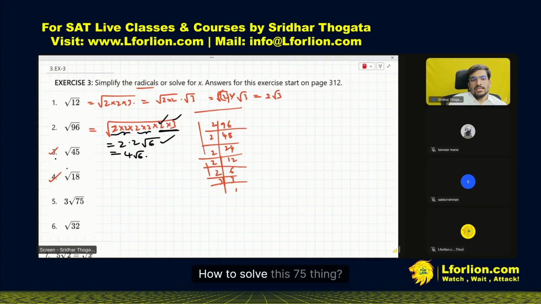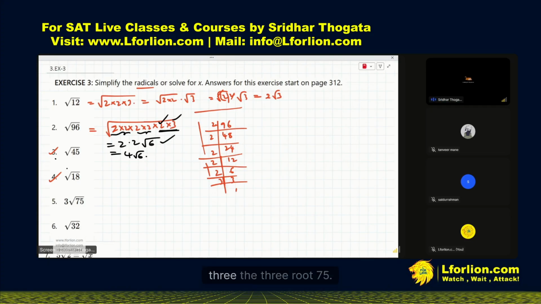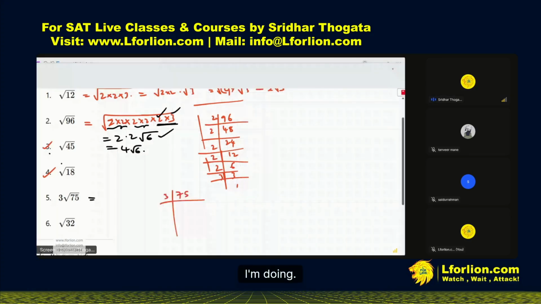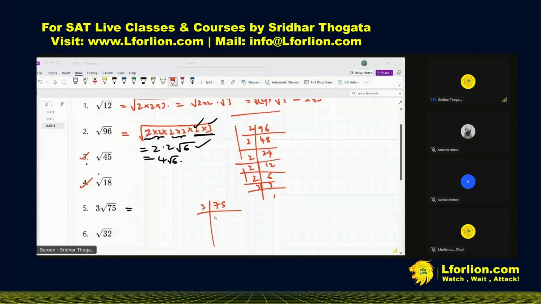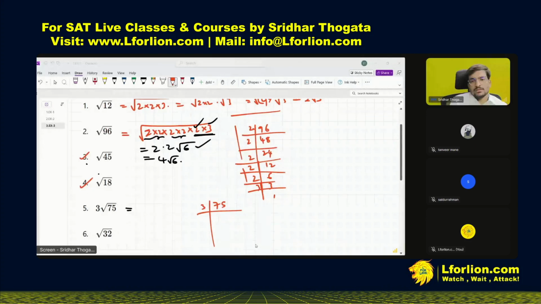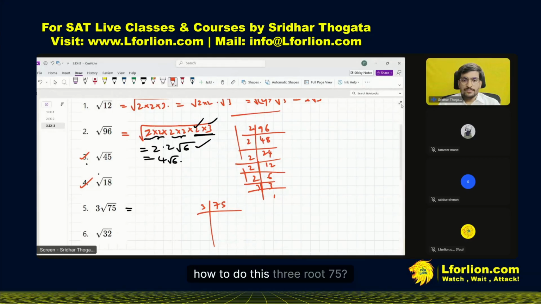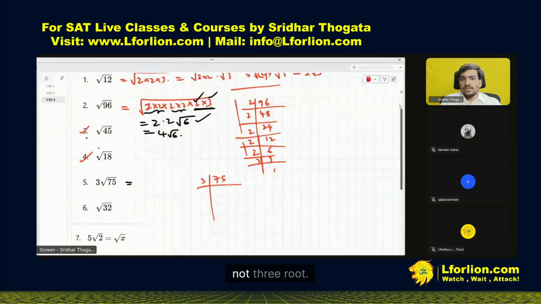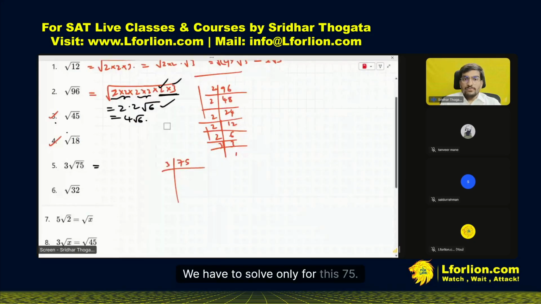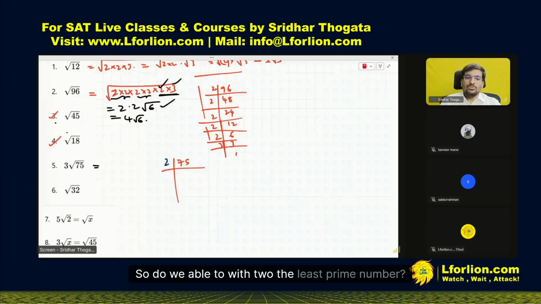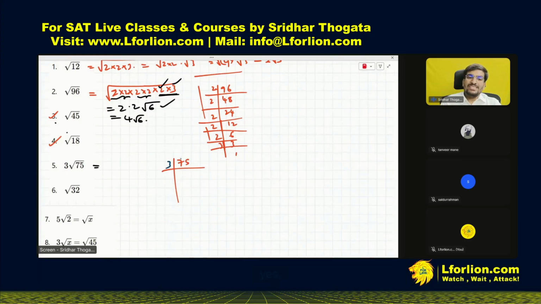For new people, how to solve this 75 thing? Just the same thing, 75, the 3 root 75. Okay, I'm back. So how to do this? 3 root 75. Sorry, that is 3 root 75. We have to solve only for this 75. So are we able to divide with 2, the least prime number? No, because 5 is there, it doesn't work with 2. So check with 3, the next least. Does 3 work? Yes, it works.